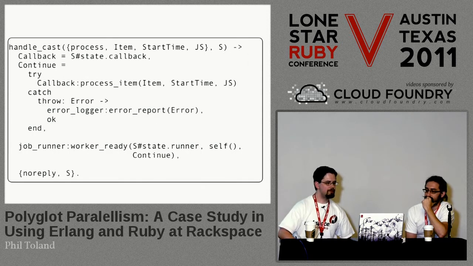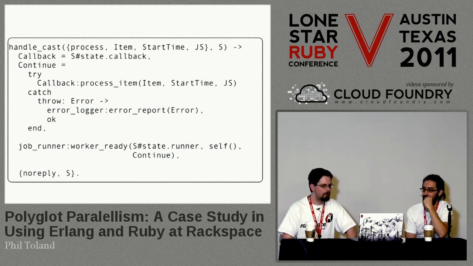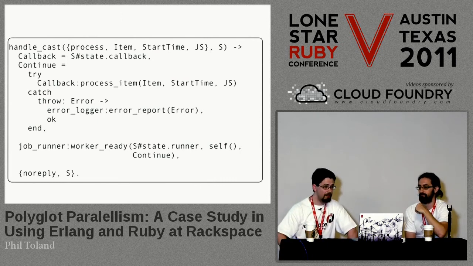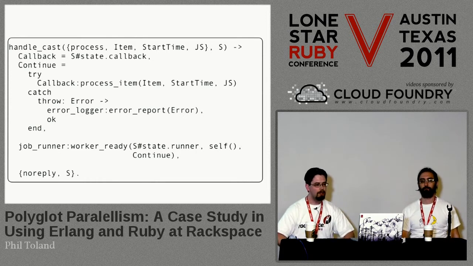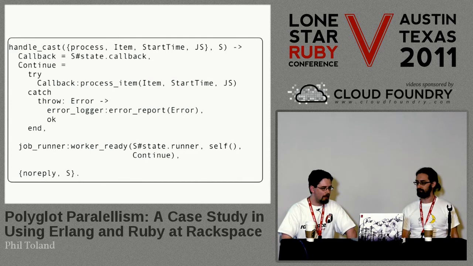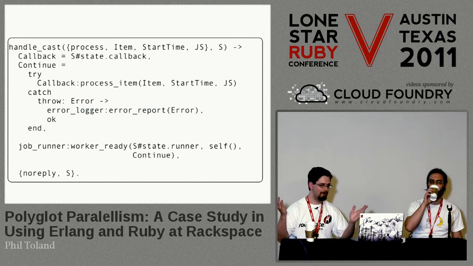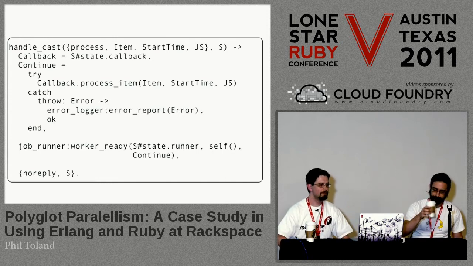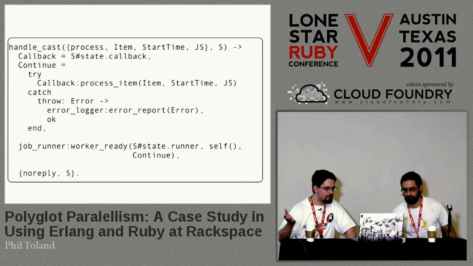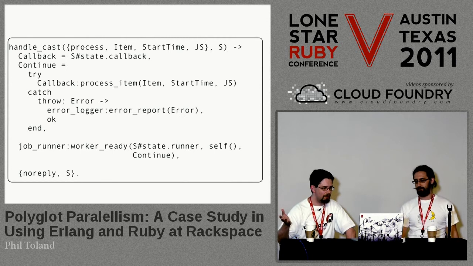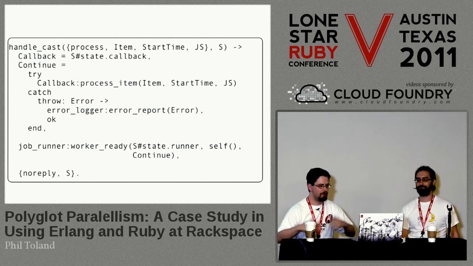And then the last piece of code here, this is from the actual worker process. And this is the code that gets called when we are processing an item. So when that process item message gets sent through, we wrap this all up in a try-catch block, right? So that if the callback throws, we don't care. So we call process item on the callback module. And then when that's done, we send the worker ready message back to the runner. And there's no need to reply because it was all done asynchronously.